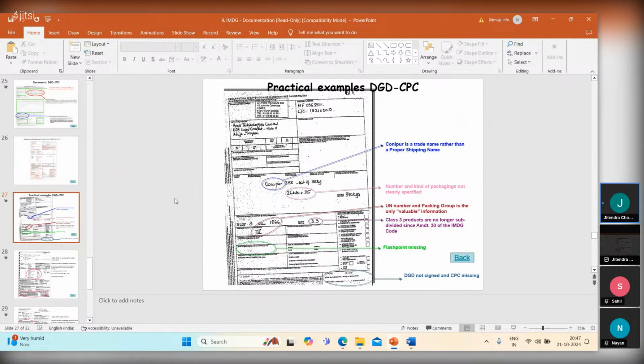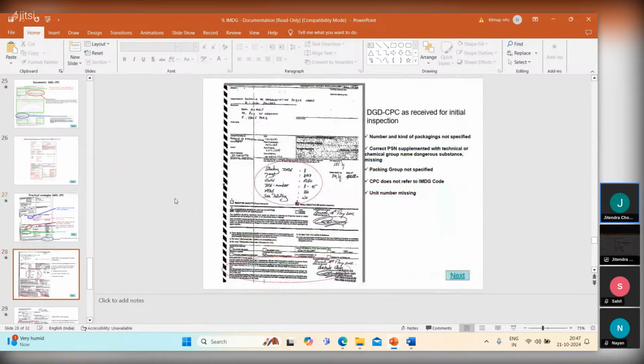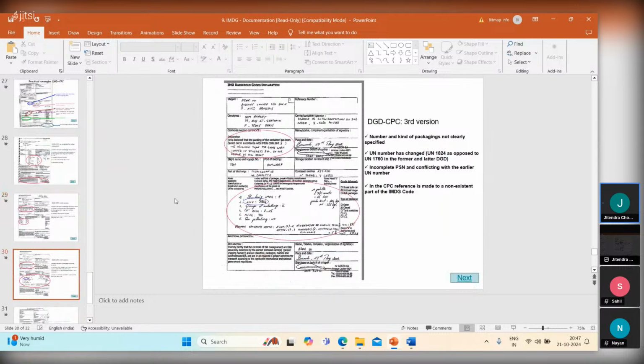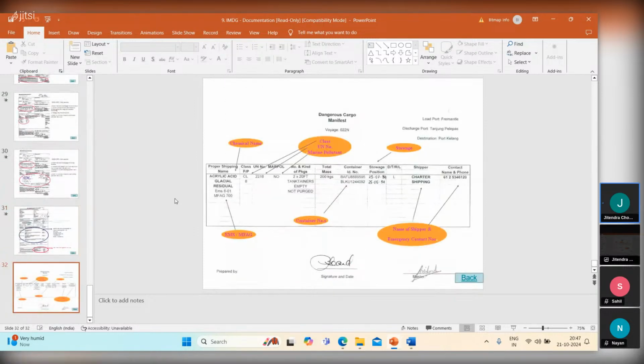Proper shipping names should be there. These are the wrong versions. This is the format. And this is the dangerous goods manifest: cargo, class, number, marpol, type of container requirement, quantity, container number, storage position, bay, route. Okay, so we'll finish for today.